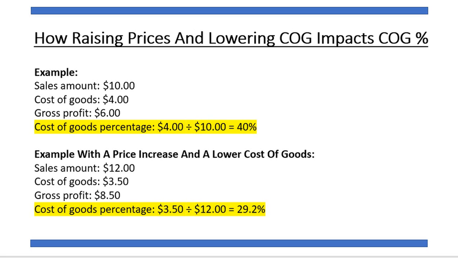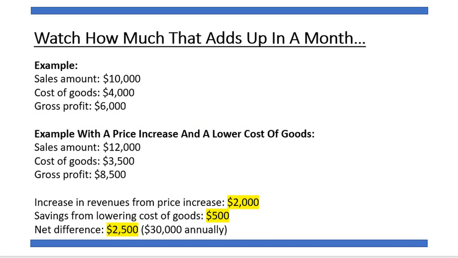And then watch what happens if we do both of those things, which is we lower the cost of goods and we raise the price. In our new formula, we're charging $12. We've got our new lower cost of goods, which is $3.50, and by attacking that on both sides, we're able to change our cost of goods percentage from 40% all the way down to 29.2%. Pretty impactful.